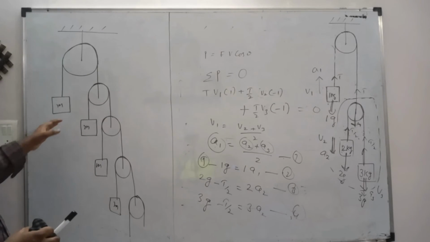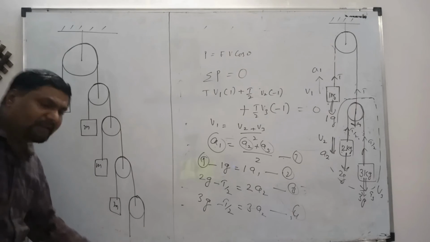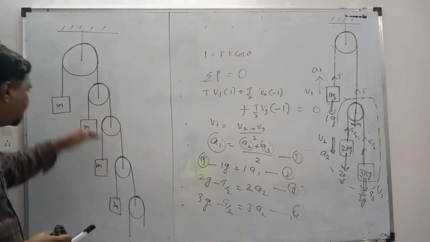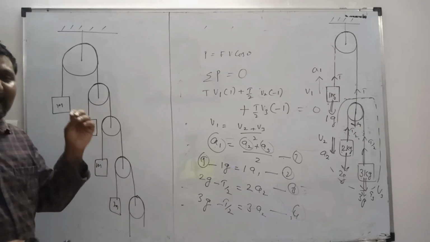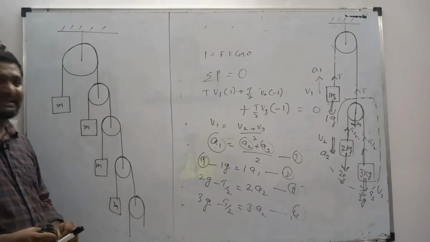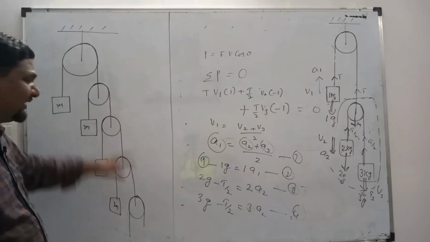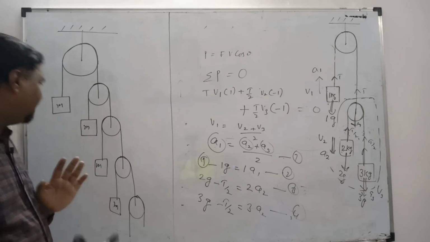This question consists of an infinite number of pulley blocks. All the pulleys are identical, all the blocks are identical, all the pulleys are light, and all the strings are massless and inextensible, and nowhere is friction involved. These are the assumptions we are making.